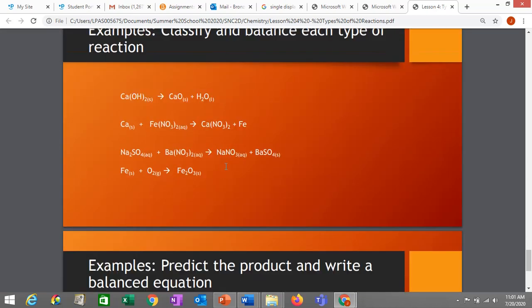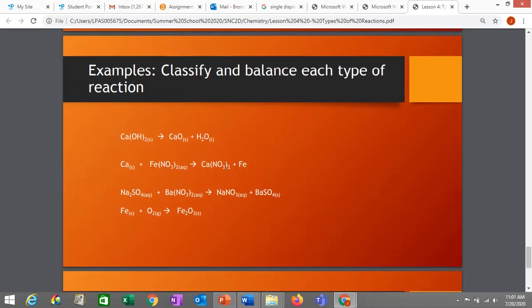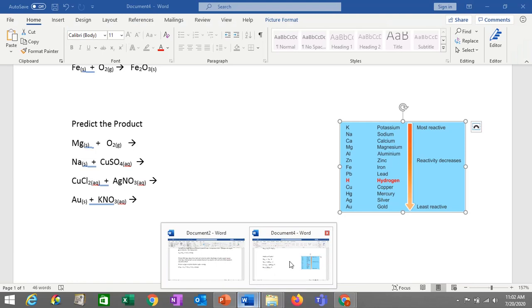Okay, so let's get on to some examples. Classify and balance each type of reaction. We have a full reaction here, right? We have reactants and we have products. Can you tell me what type of reaction this is? And can you balance the equation? All right, let's move over to Word so I can do that. Here we are.